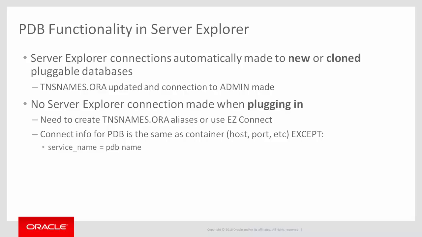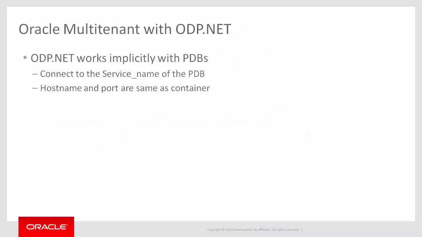So to do that, the connect info for the pluggable database is the same as the container: the host, the port, etc. But the service name has the same name typically as the pluggable database name. And I should mention that if you're connecting inside code using ODP.NET to a pluggable database, you don't have to do anything special. It just connects implicitly as long as you provide the service name for the pluggable database.